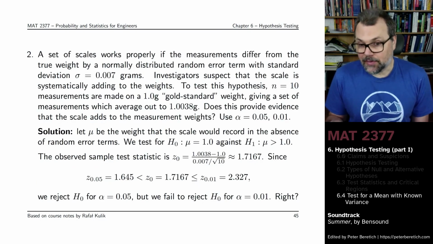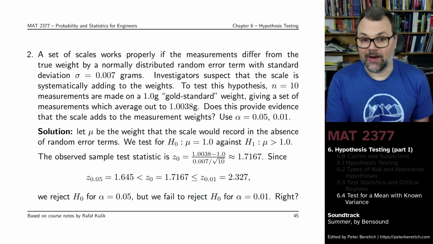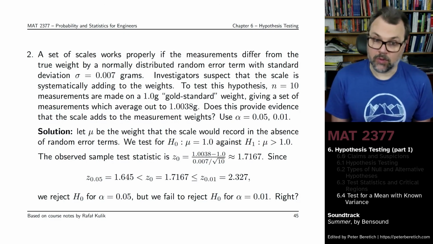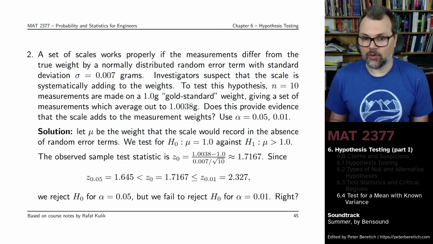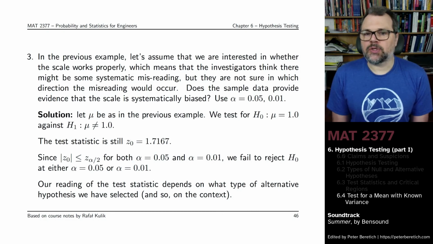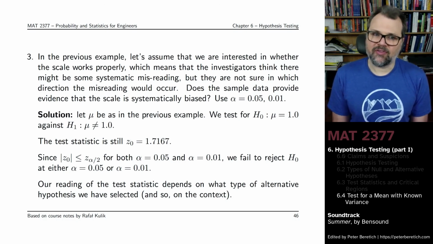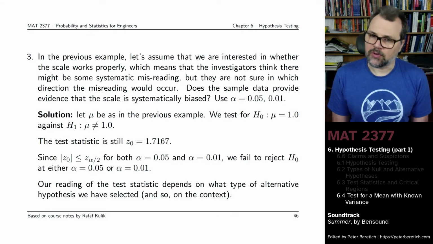There's another possibility here. It could be that what you originally thought was a 1 gram gold standard weight was not actually a 1 gram gold standard weight. But here let's assume that it was indeed a 1 gram gold standard weight. In the previous example, we're going to assume here that the investigators think there might be some systematic misreading, but they don't know in which direction it is. So does this sample data here provide you evidence that the scale is systematically biased? Again, we'll use significance levels of 5% and 1%.